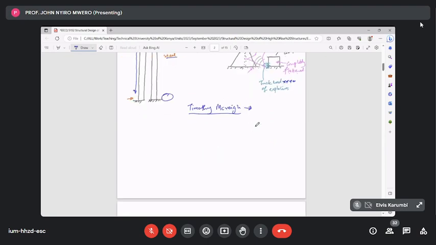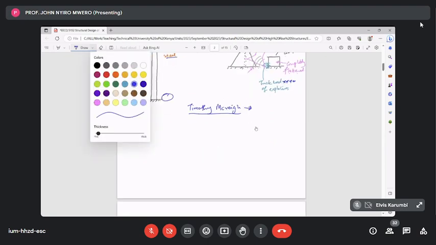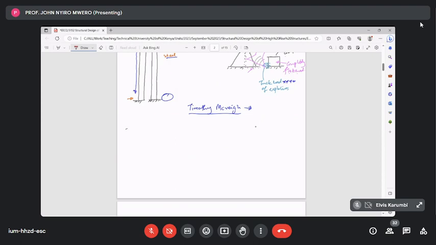We still have a lot of time. We can answer. So let me write this. What makes these tall buildings that strong laterally?